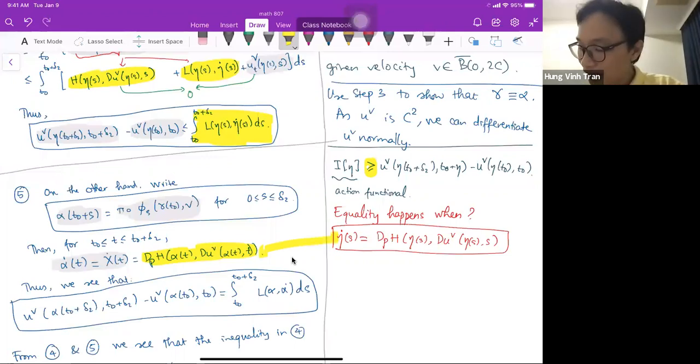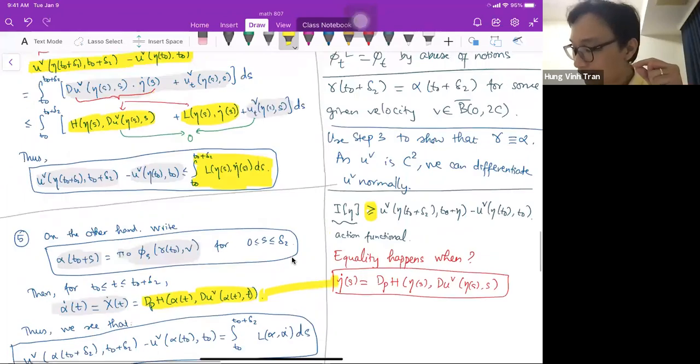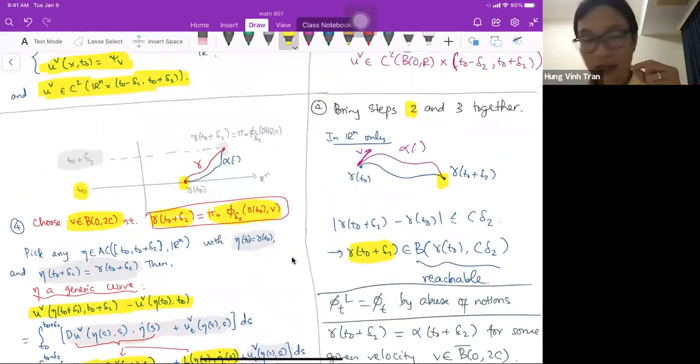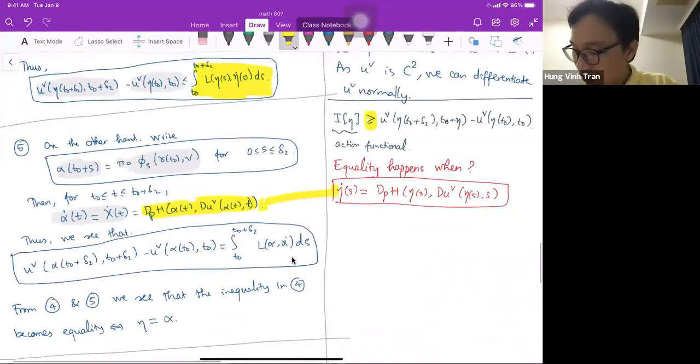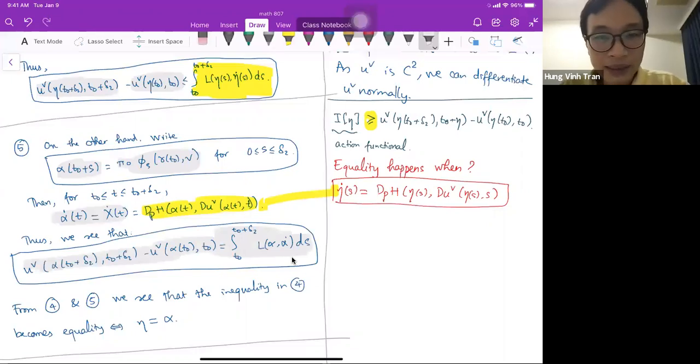Okay, so you have equality holds for this path alpha. Alpha is a chosen path, first from the controllability viewpoint, for some given vector v. I don't know what, but I know that there exists at least one vector v so that I can reach that endpoint. And because we have equality, I have u_v evaluating the difference should equal exactly the action functional, right?